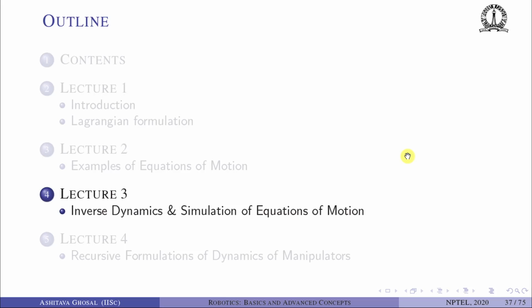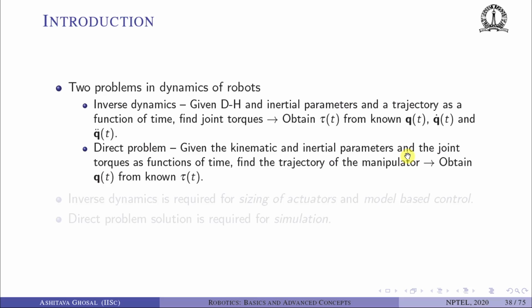Okay, so let's continue. As I said, there are two problems in dynamics of robots. One is inverse dynamics, which is, given DH and inertial parameters and a trajectory as a function of time, find joint torques. So we need to obtain tau of t from known q of t, q dot of t, and q double dot of t. So q of t is the trajectory as a function of time, and q dot is its first derivative and q double dot is the second derivative.